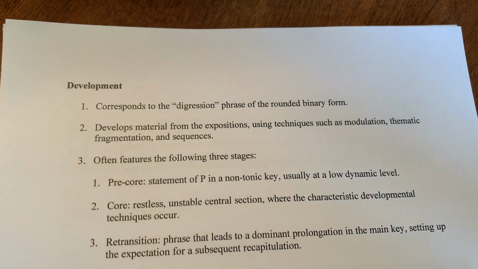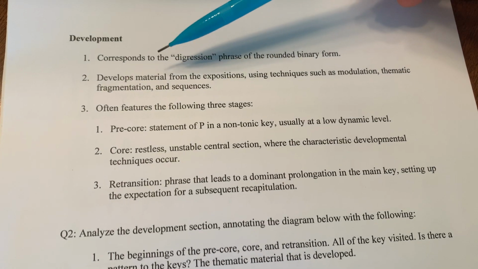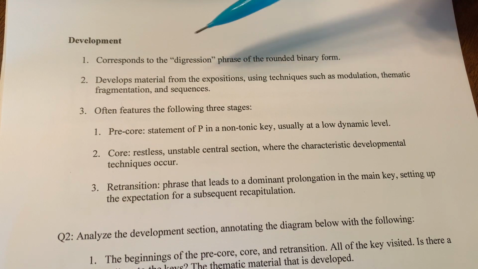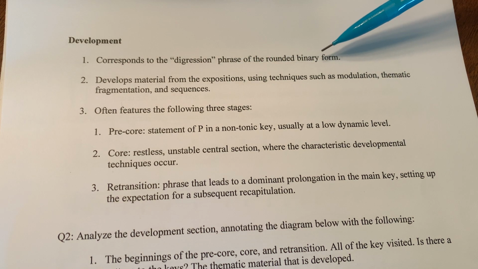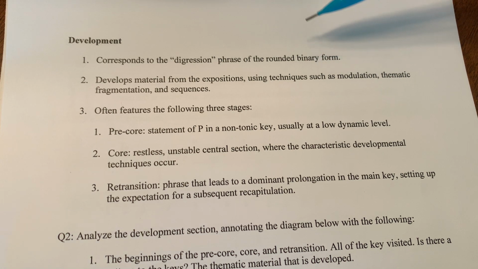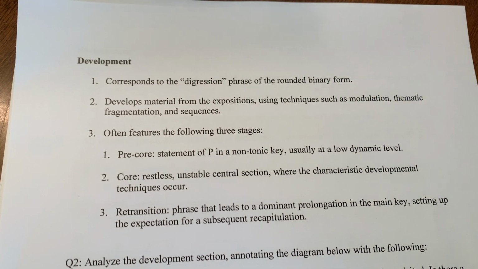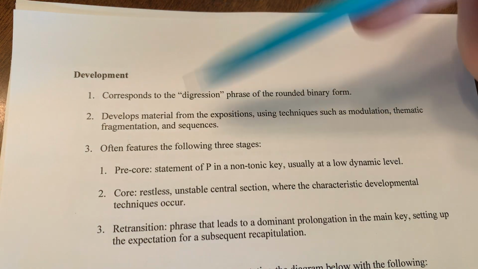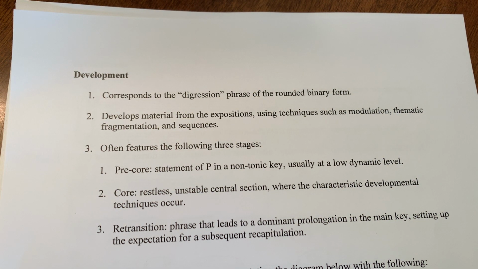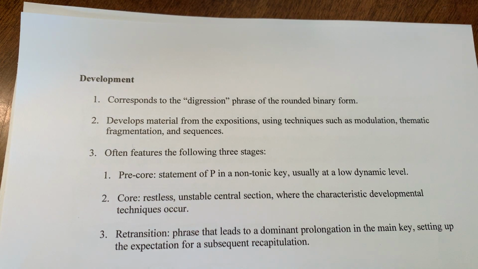As mentioned before, the development corresponds to the digression phrase of a rounded binary form. So you'll remember that was a section that was tonally and thematically unstable. It was a section that ended with the V chord, like a half cadence in the main key. These same things are going to happen here. We're just going to blow this up with some interesting stuff. So the same way that the exposition embellishes what happens in a rounded binary with some themes, same thing will happen in the development. The development, however, is definitely the most unpredictable section. So an abstract diagram can't predict what's going to happen in an actual piece.